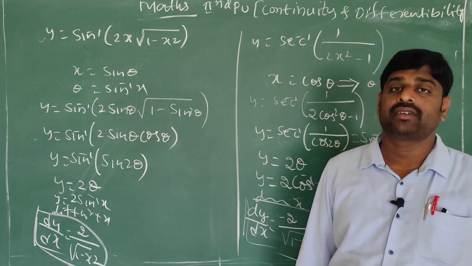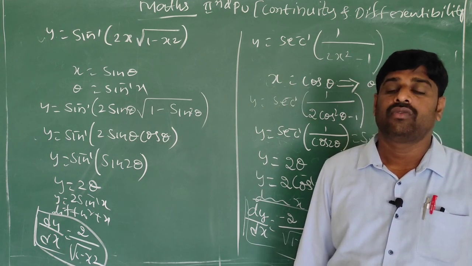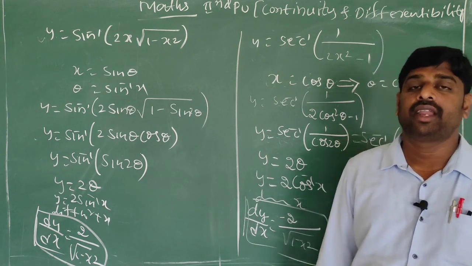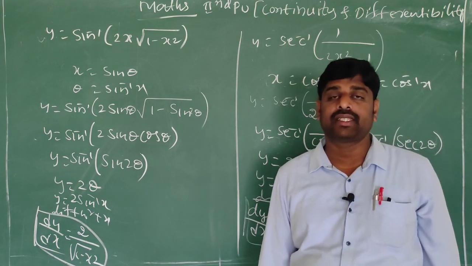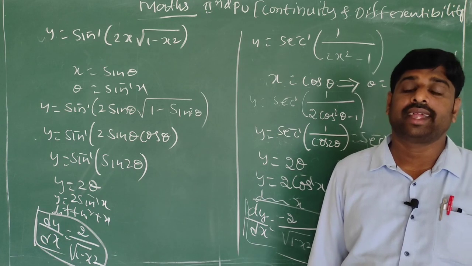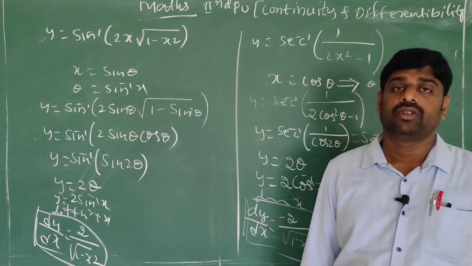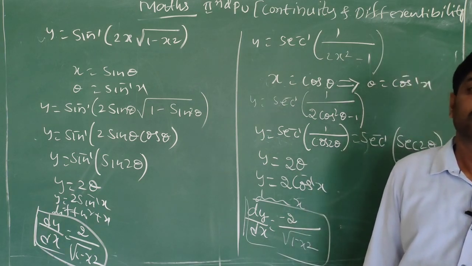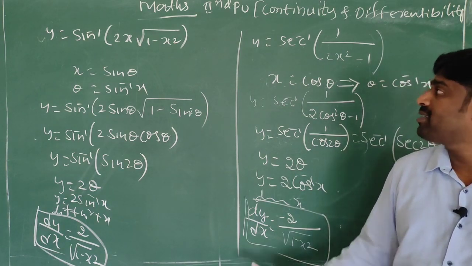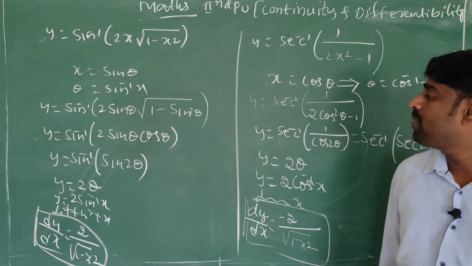Exercise 5.6 is derivatives of parametric functions. Exercise 5.7 is second order derivatives. Exercise 5.8 is Rolle's and mean value theorem. So practice these problems well.